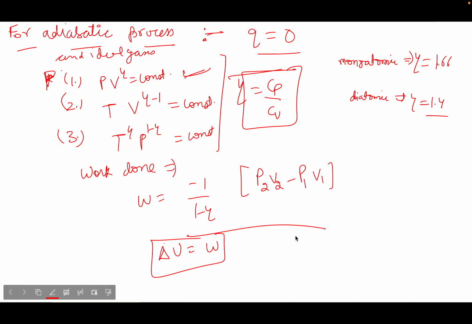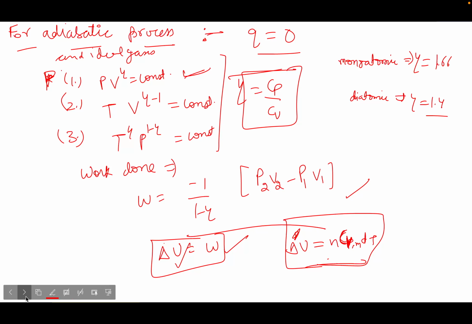You can also calculate W by using delta U, since we know that delta U is equal to n Cv dT. Cv is a molar quantity, sorry, this is Cv, heat capacity at constant volume. So like this we can calculate work, and we can also use this formula.